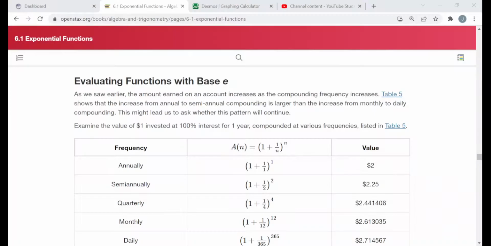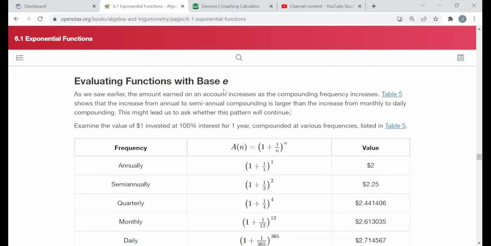Hello everyone. The title of this video is Evaluating Functions with Base E. In this video, I'm going to be doing examples that are taken directly from a free online textbook at openstax.org. I'm in their Algebra and Trigonometry text, section 6.1, called Exponential Functions, under the heading Evaluating Functions with Base E.